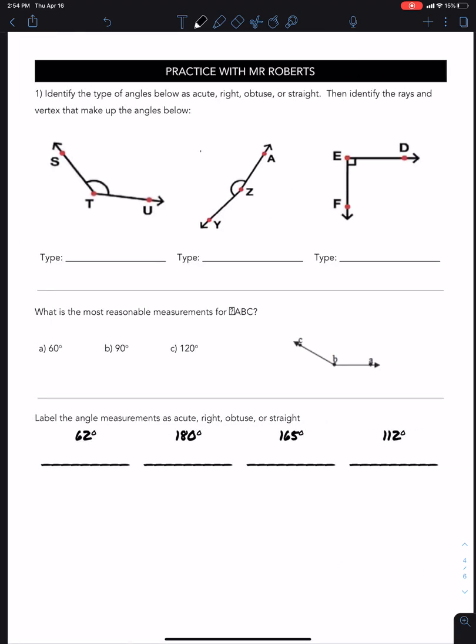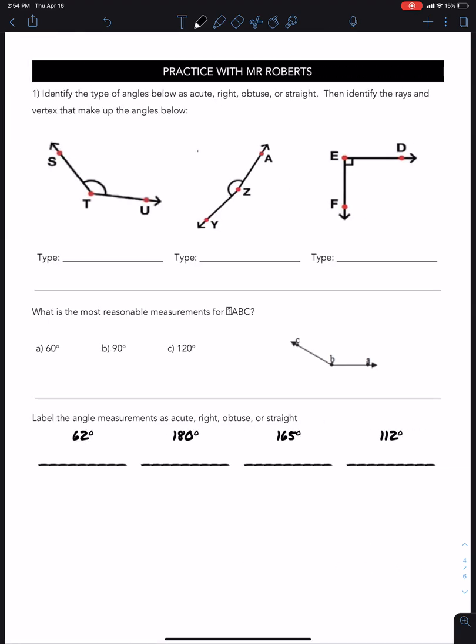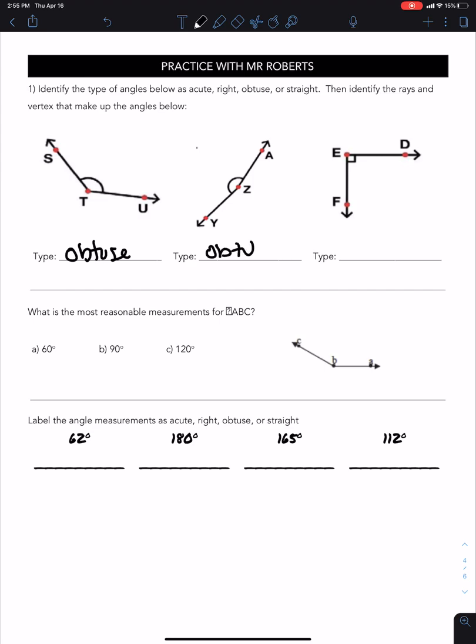All right. For practice with Mr. Roberts, you're doing pretty much the same thing again. You are going to tell me the type of angle that is shown there. We'll just work with me. If you feel like you got it and you want to try by yourself, pause the video, and then try it on your own. All right, so this would be, it's bigger than 90 degrees, so it's an obtuse angle. This one right here is also bigger than 90 degrees, so it's an obtuse angle. And then this one here has the little square in the middle, so that means it is a right angle.